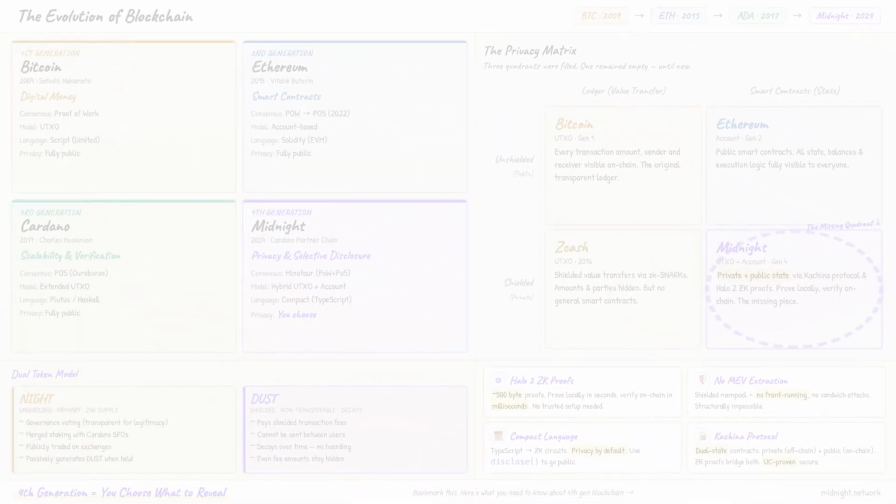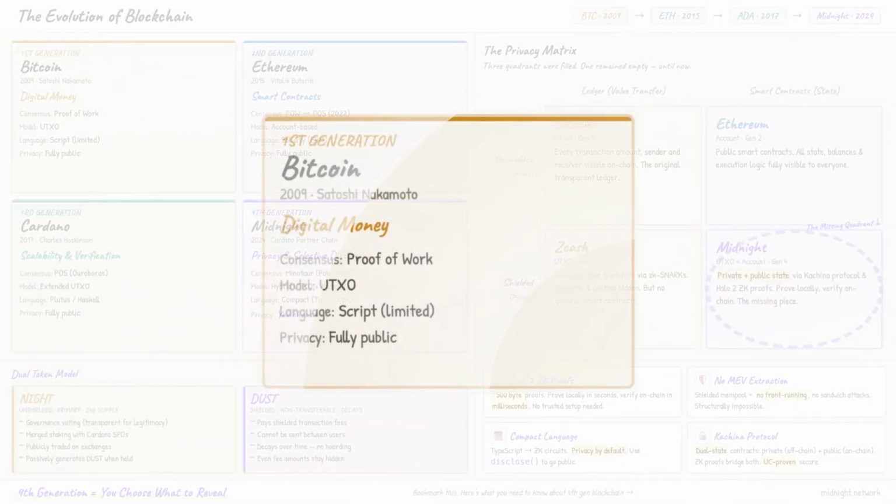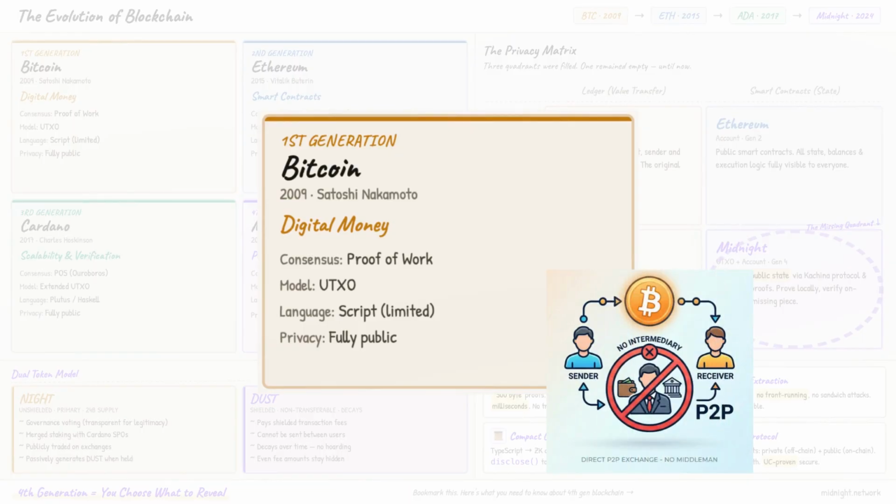So, how did all this start? We have the first generation blockchain, which was Bitcoin, in 2009. It was the first time in human history that two strangers could transfer value over the internet without needing a bank, a government, or any trusted middleman. How does it work? Bitcoin uses proof of work consensus.